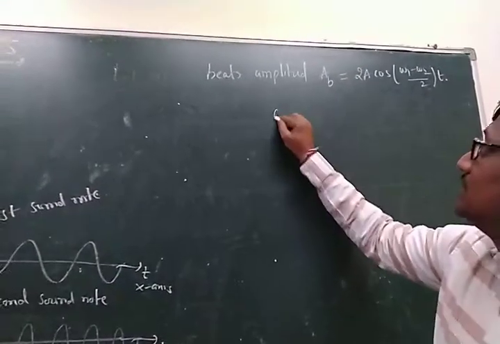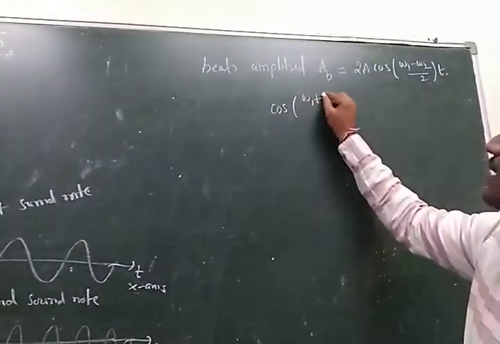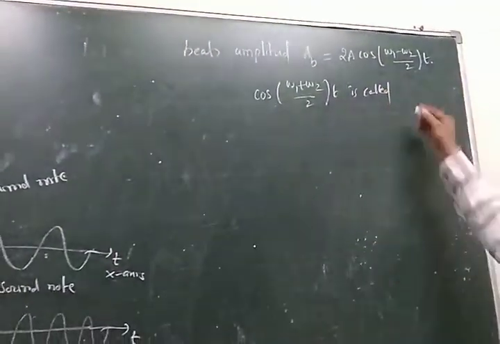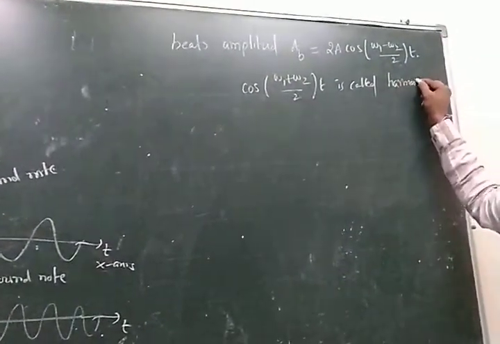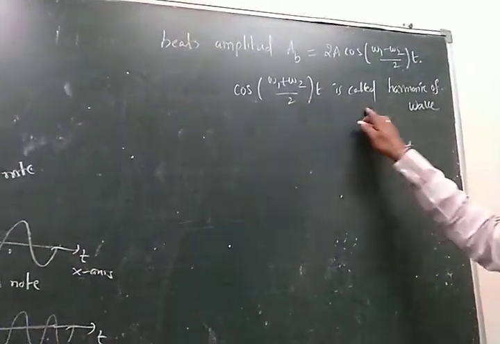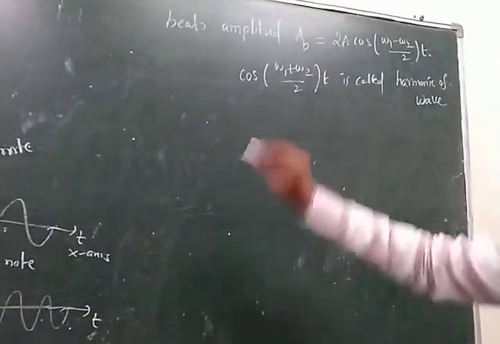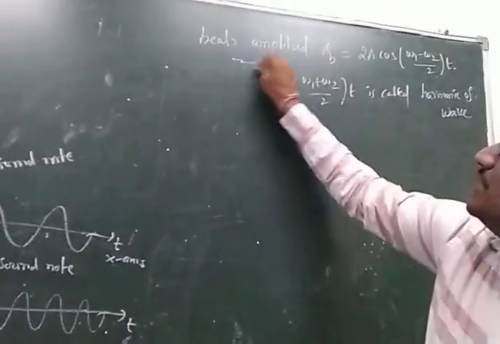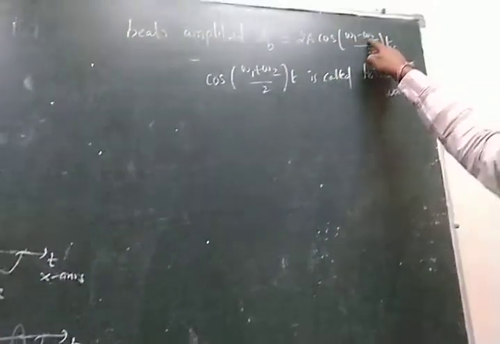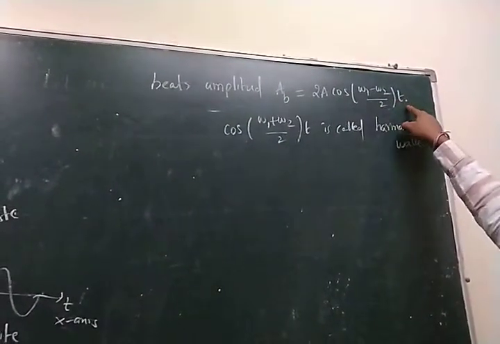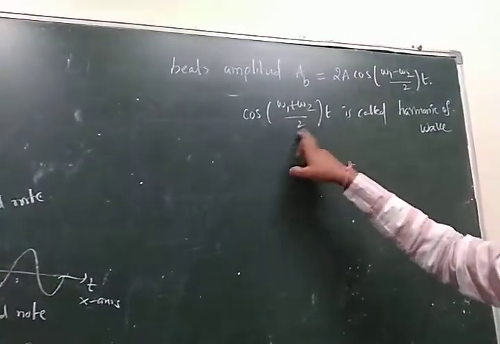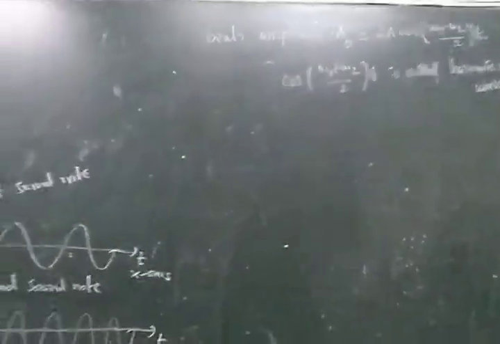The remaining term, cos of (omega 1 plus omega 2) by 2 into t, is called the harmonic of the wave. What is this called? Harmonic of the wave. This is the beats amplitude: AB is equal to 2A cos of (omega 1 minus omega 2) by 2 into t. And the remaining term, cos of (omega 1 plus omega 2) by 2 into t, is called the harmonic of a wave.